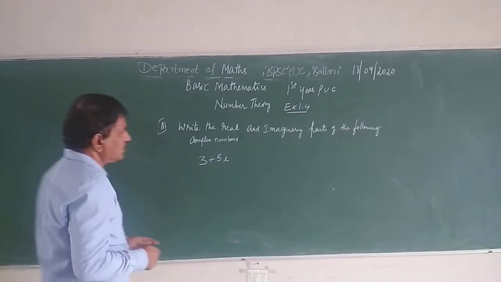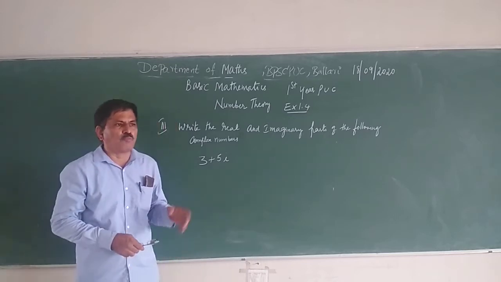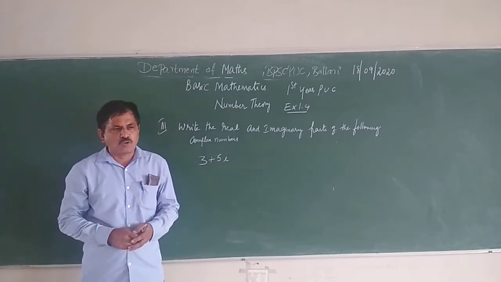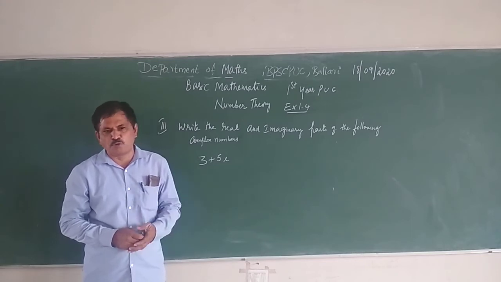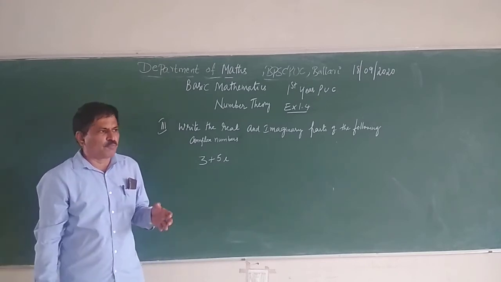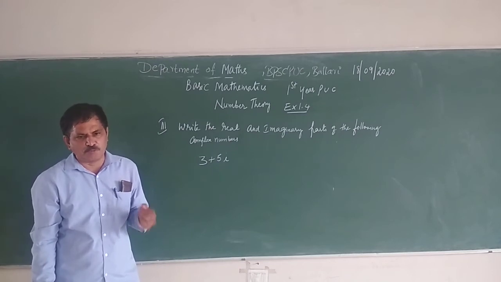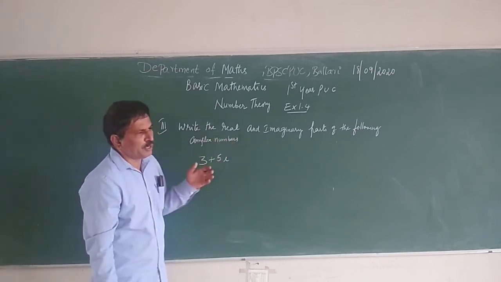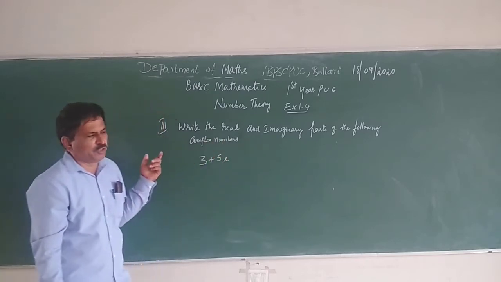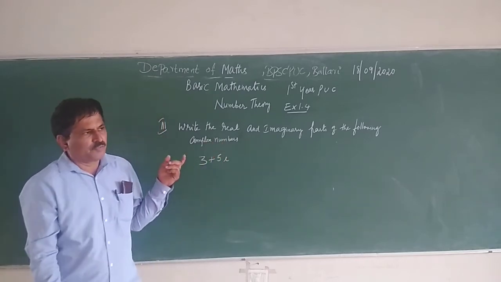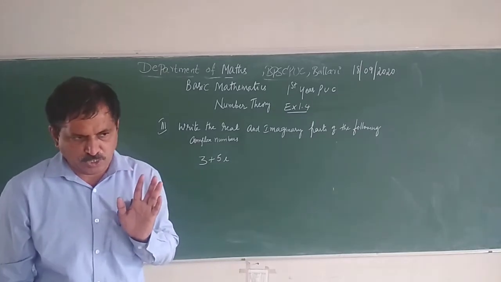So in the last class, I explained the complex number. I explained what a complex number is and in what form it is written. Definitely a complex number is written in the form a plus ib. Now in exercise 1.4 we have a question: write the real and imaginary part of the following complex numbers. Definitely this will be a 1 mark question only.